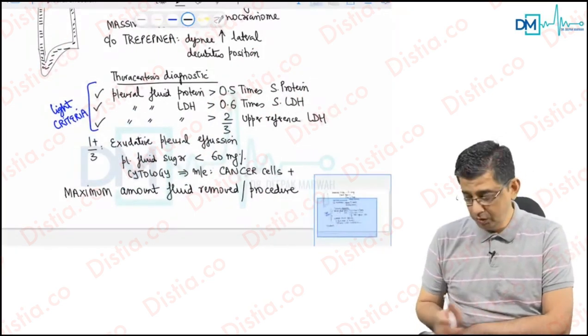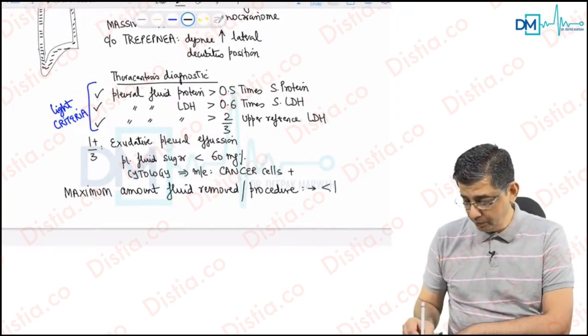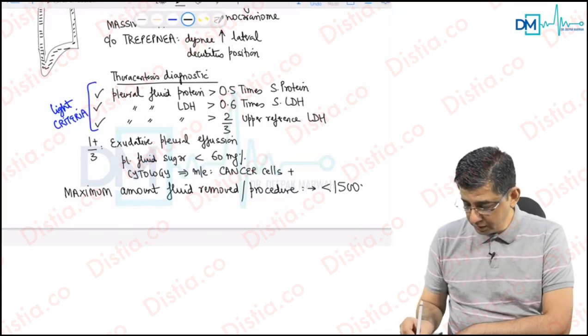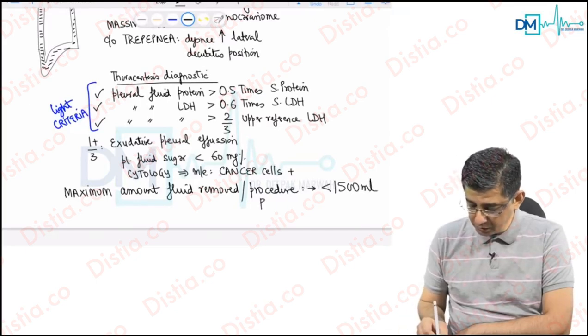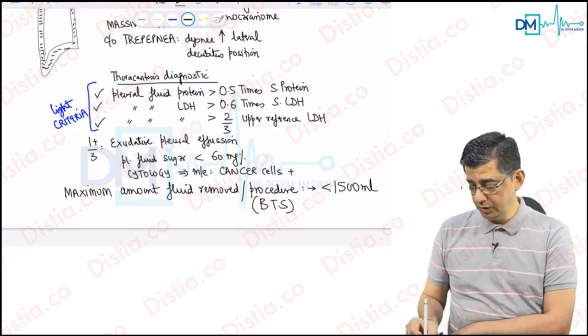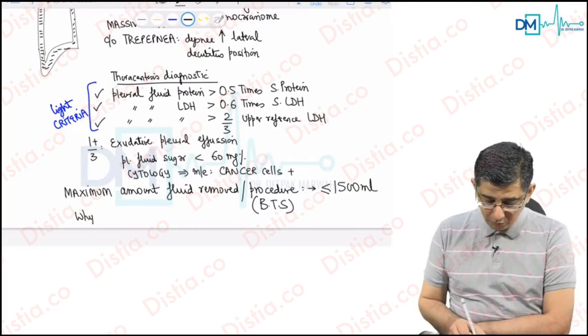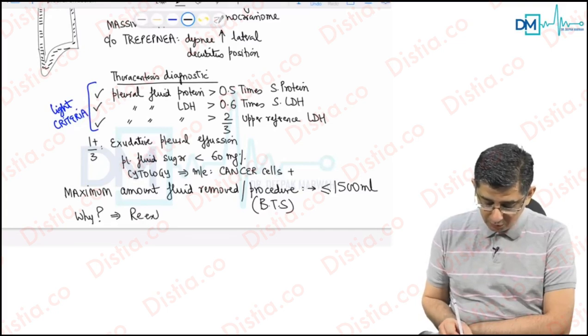1500 ml. Though in clinical practice we usually avoid taking out more than 1 liter, I can say that according to the BTS guidelines, the British Thoracic Society guidelines, that's what I'm quoting, the maximum amount of fluid that can be removed per procedure is something in the range of 1500 ml. And why is it that you're not removing fluid in excess of that? That is because of the chances of development of re-expansion pulmonary edema.